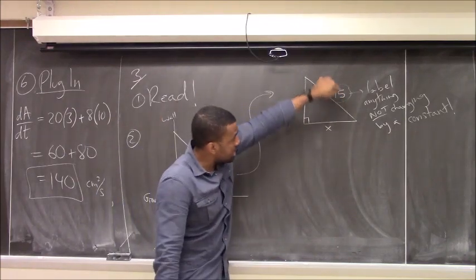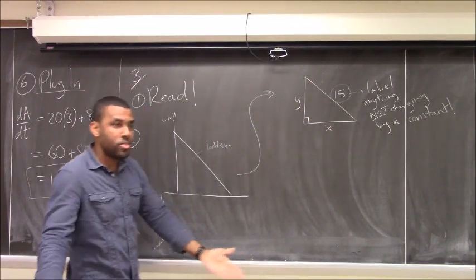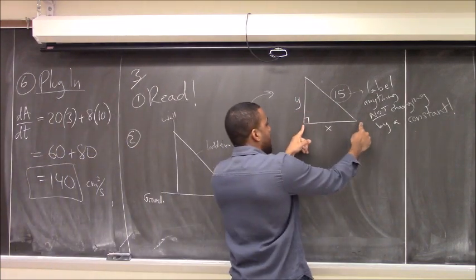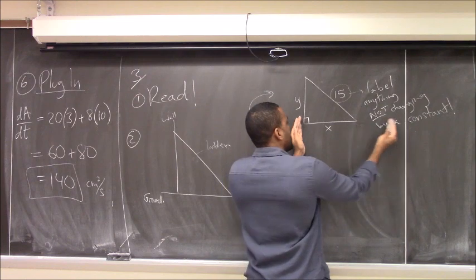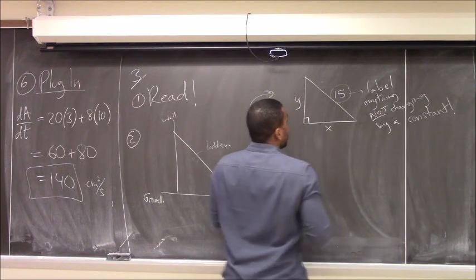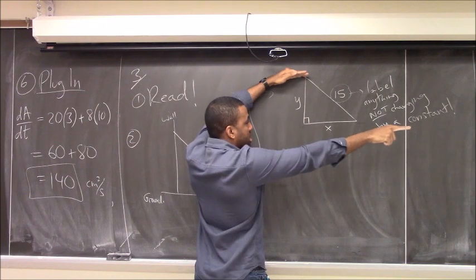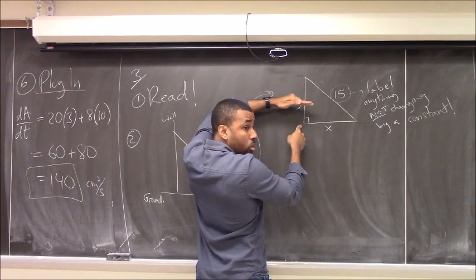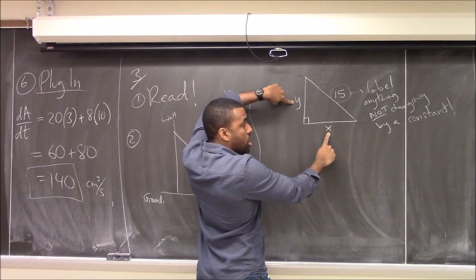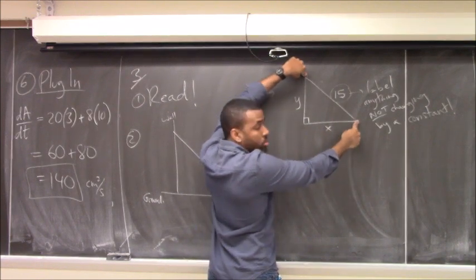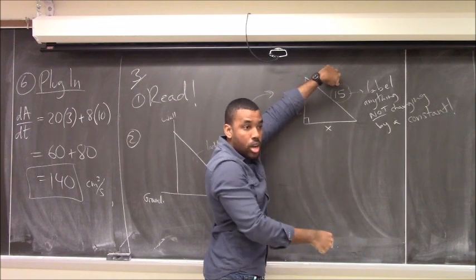So the length of the ladder is always going to be 15, so you label that 15. What is changing is that the foot of the ladder is sliding away, so this distance here is moving. You also know that as the foot of the ladder slides that way, this one is going to slide down. So these two are changing, and that's why I label them by variables. The ladder itself is not changing, therefore I label it with a constant.